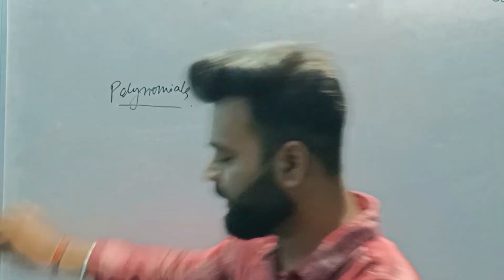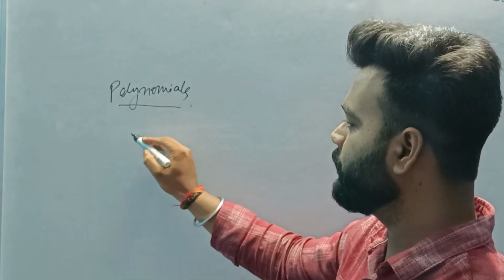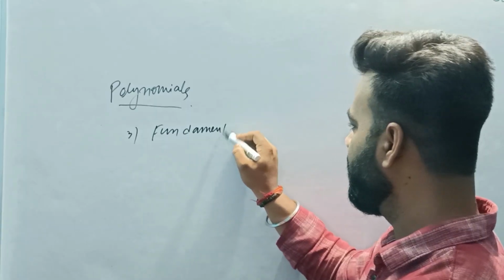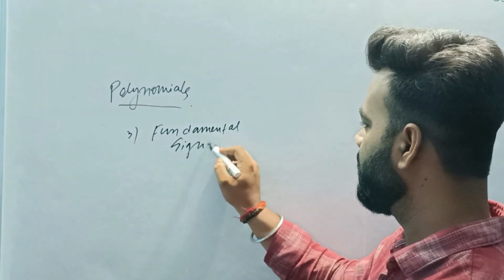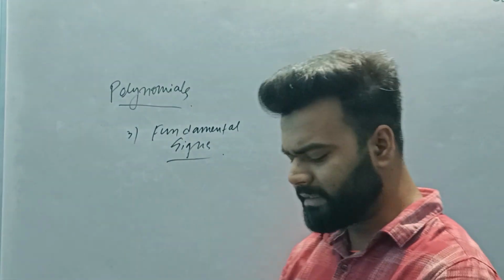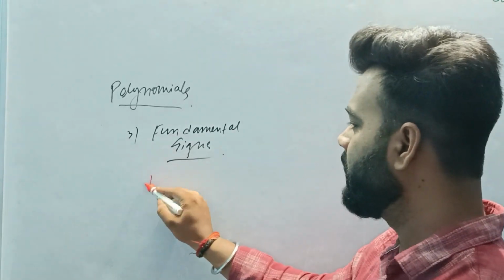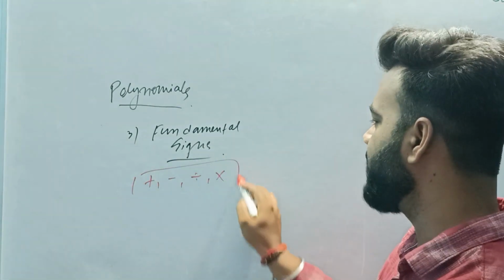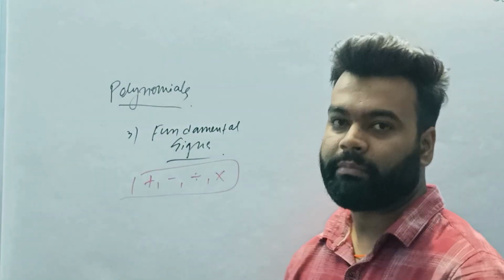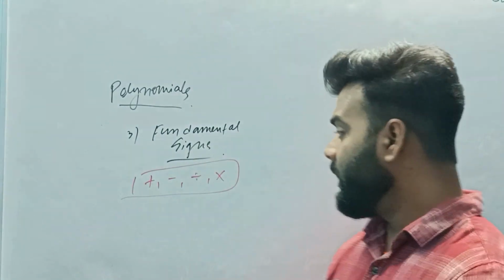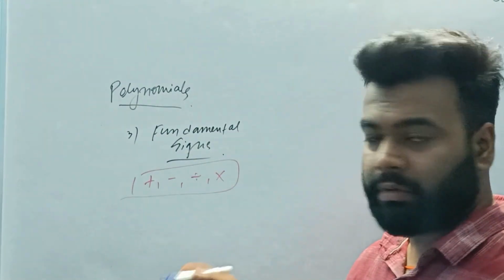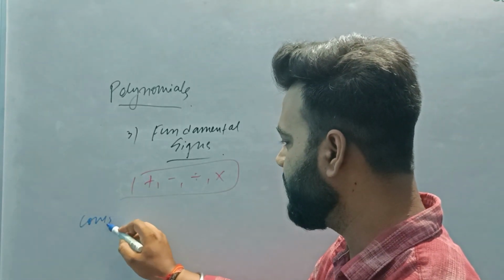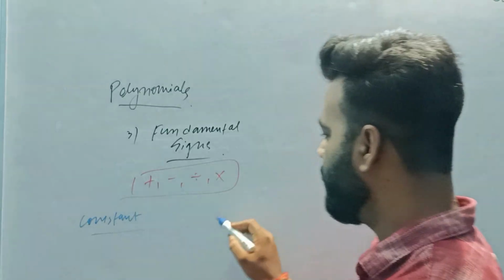Now getting on to the next term, the next thing you should understand is the fundamental signs. So what are the fundamental signs that we use in mathematics? It includes plus, minus, division and multiplication. These are the 4 fundamental signs that we use basically in mathematics. Till now we studied a constant and a variable.